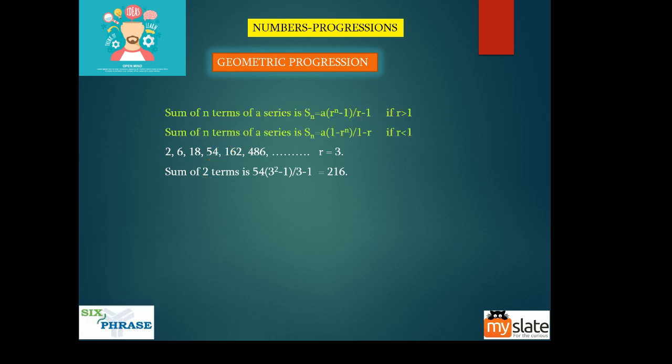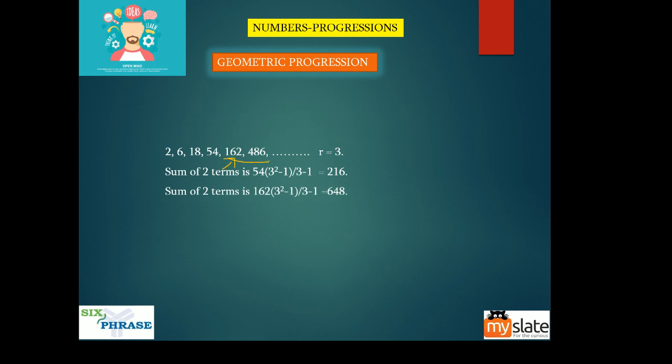Now again you are finding the sum of these two terms. Now what is a? This is a, right? So 162, the same formula, 3 power 2 minus 1 by 3 minus 1, you get 648. What is 162 plus 486, guys? It is 648.